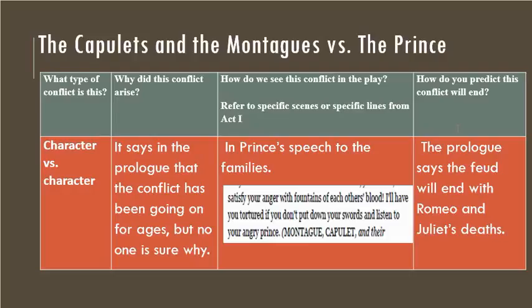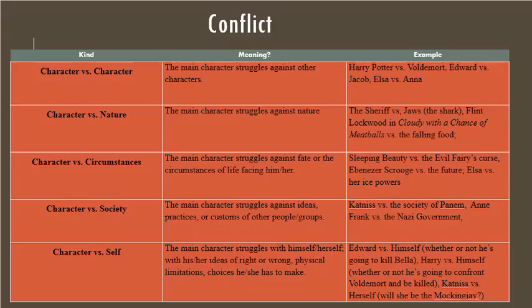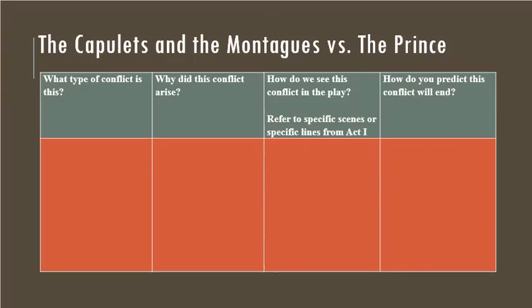So I used the literature I had in Act 1 to answer these questions. You're going to pull from today's lesson on conflict with the 5 types of conflict to identify the type of conflict it is, use your text to show me where you see the examples of that, and then use your own intuition to predict how the conflict will end. You should now be able to do the homework for this evening.